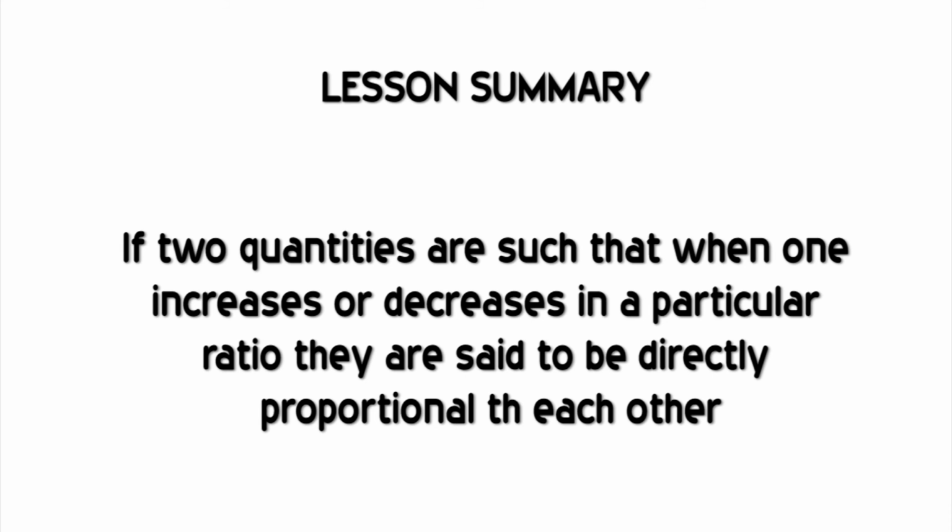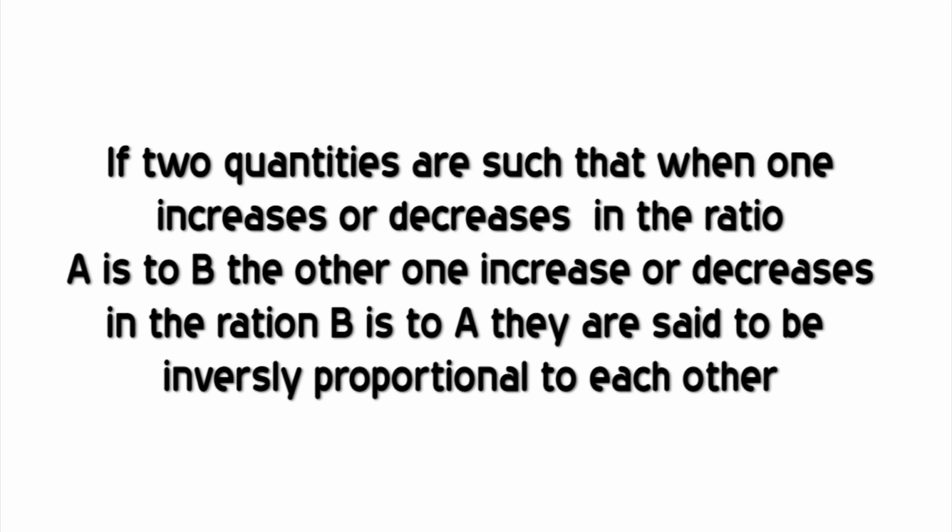The lesson summary. We have learned that in direct proportion, if two quantities are such that when one increases or decreases in a particular ratio, the other one also increases or decreases in the same ratio, they are said to be directly proportional to each other. While if two quantities are such that when one increases or decreases in the ratio A:B, the other one will increase or decrease in the ratio B:A, they are said to be inversely proportional to one another.